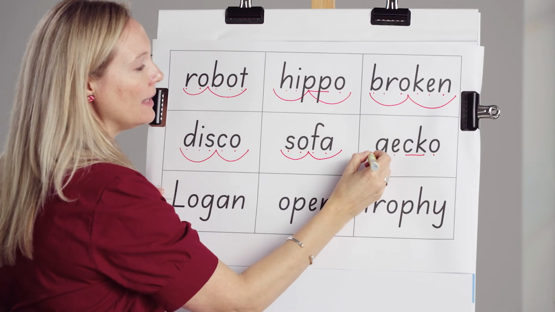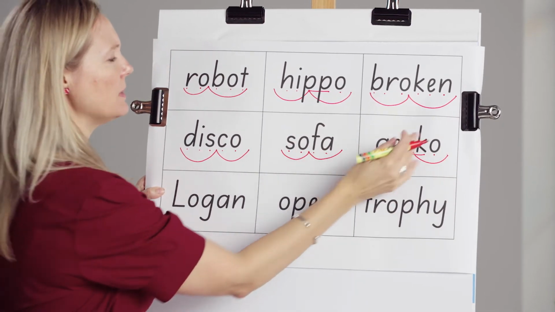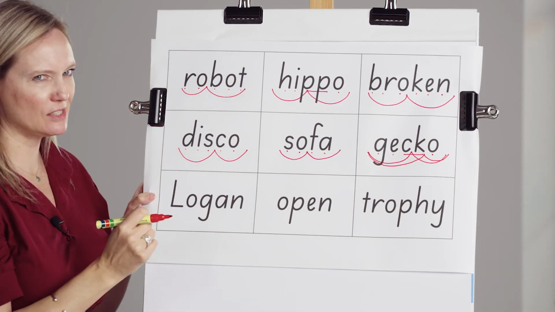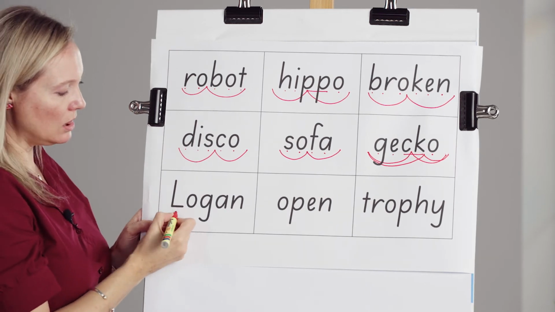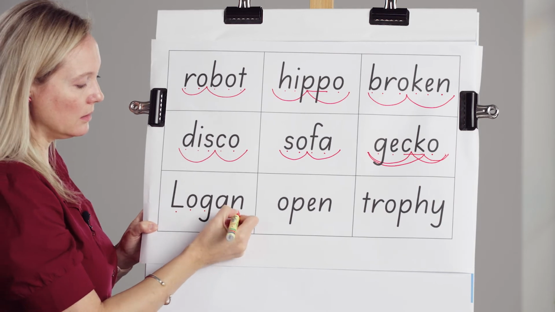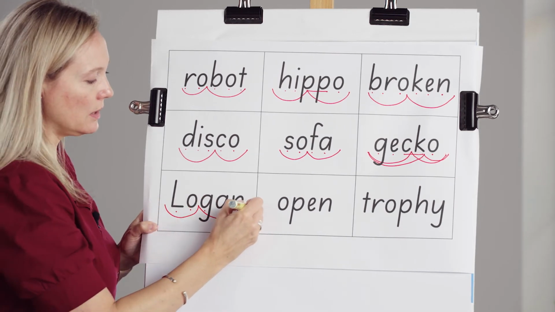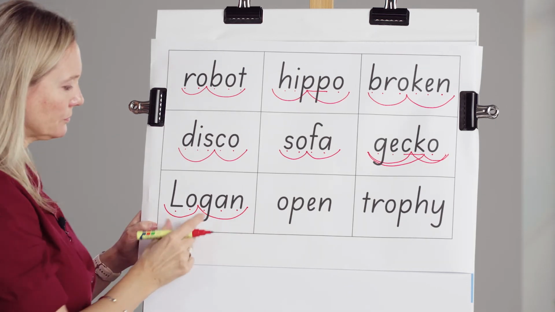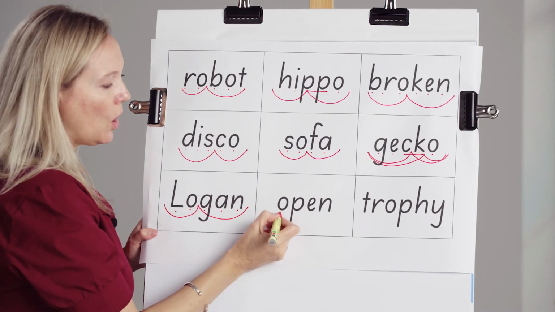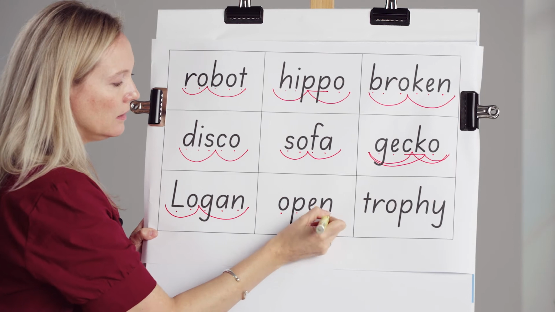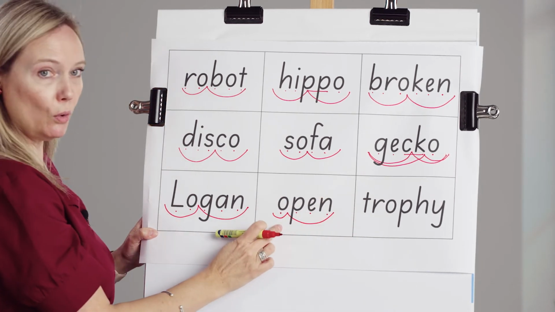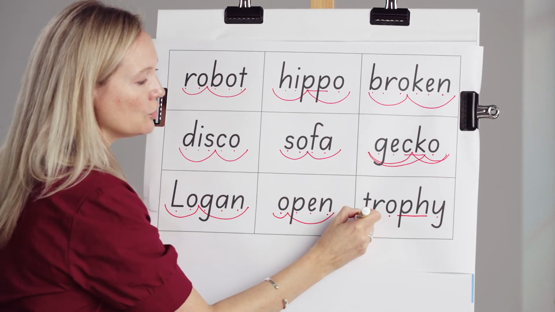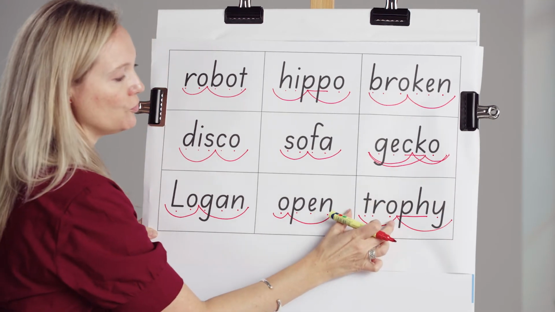Next one, G-E-K-O. Gecko. That one's a little bit tricky, isn't it? Gecko. Ooh, it's a bit messy. Sorry, guys. Last line. L-O-G-A-N. Logan. I've got a friend called Logan. Logan. Yeah, that makes sense. O-P-N. Open. Trophy.